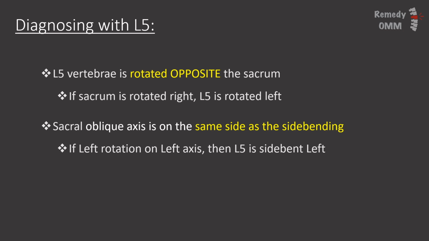Simple. The other point is that the oblique axis for a sacral torsion is on the same side that L5 is side bent. So if L5 is side bent right, then the oblique axis for a sacral torsion will be on the right.